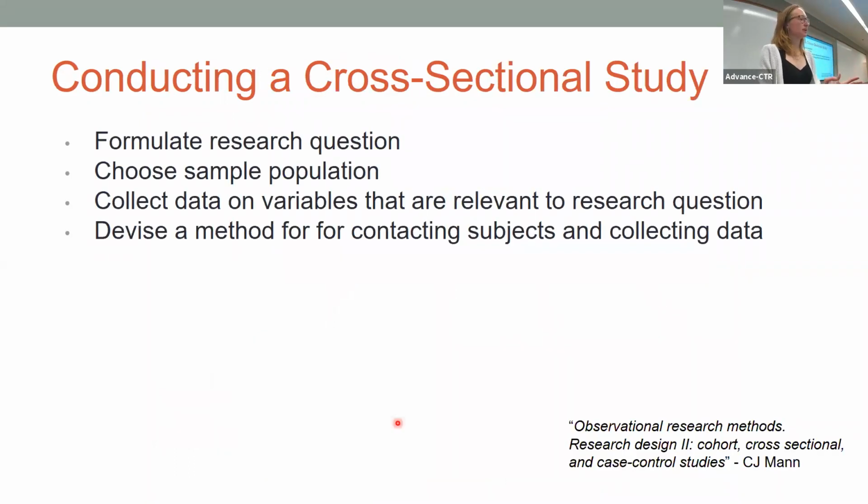So very simply, when you're conducting a cross-sectional study, you formulate your research question. What do you want to know? What outcome and what exposure do you care about? Then you choose your sample population, and you also collect data on variables that are relevant to your research question. Finally, you devise a method for contacting your subjects and collecting your data.